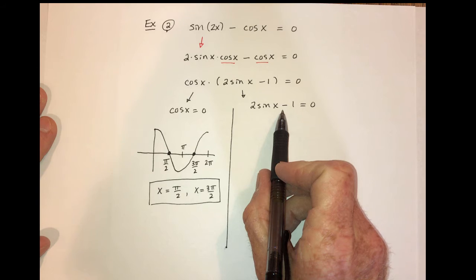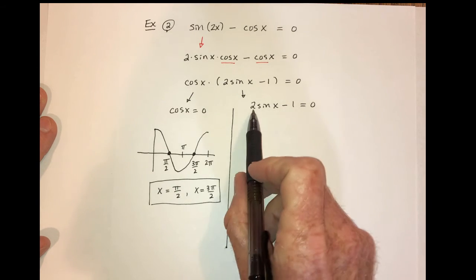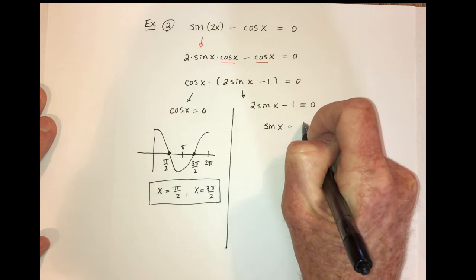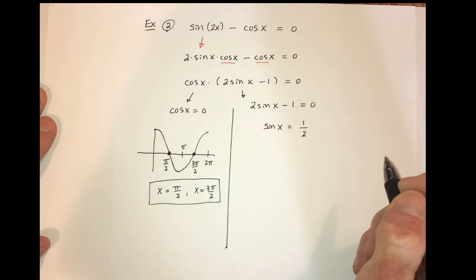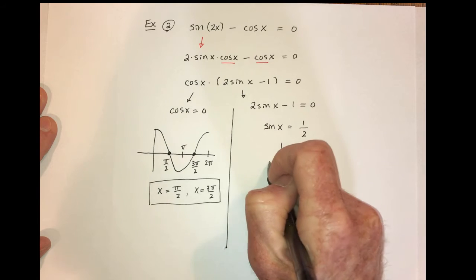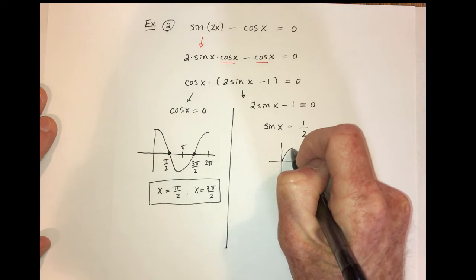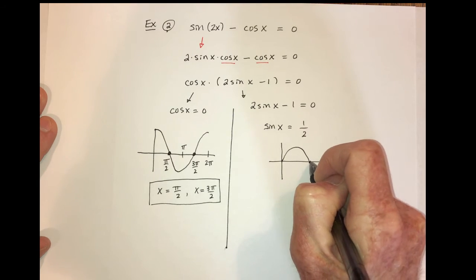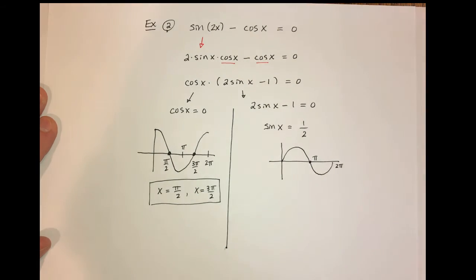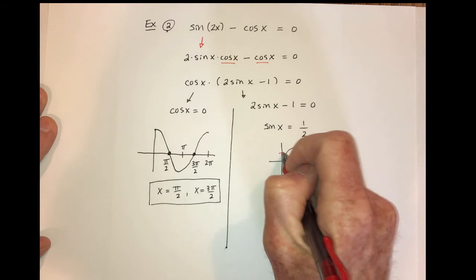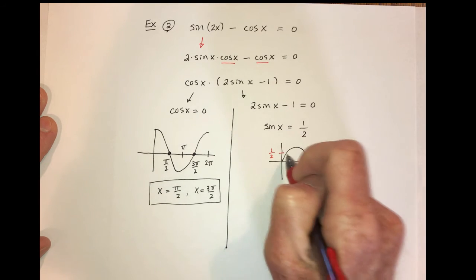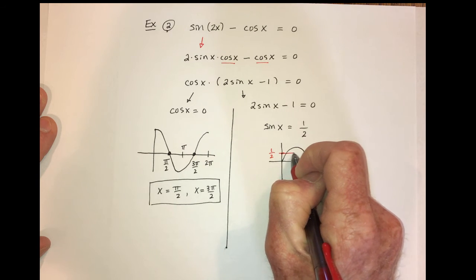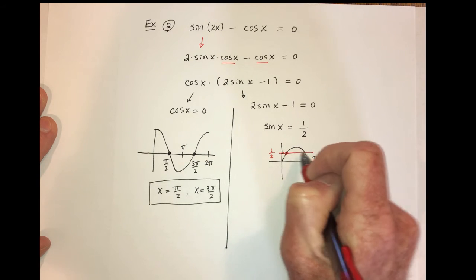And then for this one, add 1 to both sides and then divide by 2. And that will leave us with sine of x is equal to a half. So the sine graph, of course, looks like this, up to 2 pi. And then when is it equal to a half? So from the y-axis where it equals a half, draw a line straight across, and there's going to be two solutions.